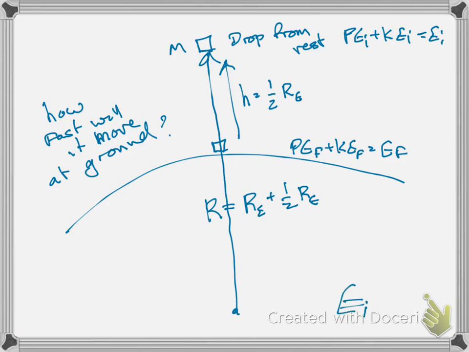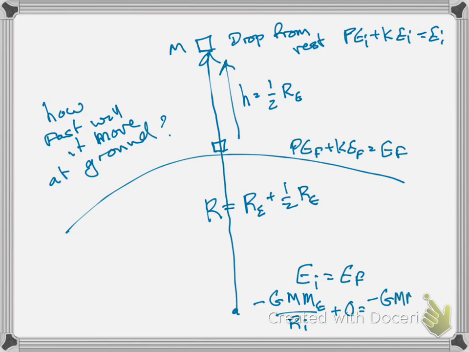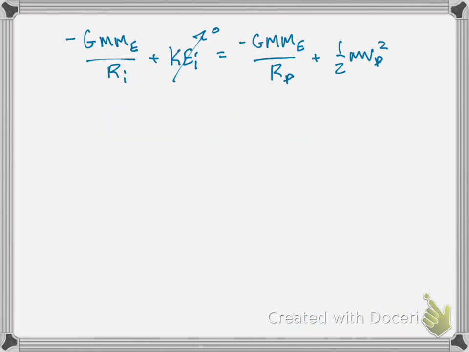So, sorry, that was messy. Oh, crumbs. All right. EI equals EF. So PE initial, minus G M M Earth over R initial, plus KE initial, 0, equals PE final, minus G M M Earth over R final, plus K final, 1/2 M. I ran out of space. Darn it. I'm going to rewrite this on the next page. Okay, I've rewritten it on the next page.